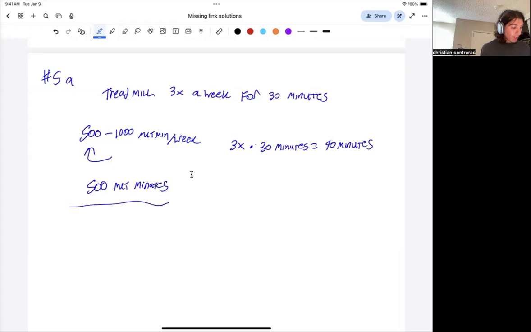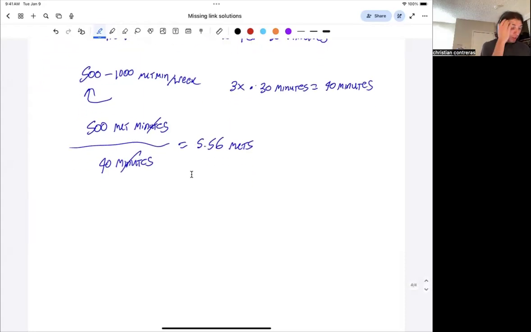So if we need 500 MET minutes, and we know she's going to be exercising at 90 minutes every week, then we can divide that by that. These units will cancel, and what will be left over is the average MET value that she needs to be working at for all 90 of those minutes to hit the minimum standards. So if we do 500 divided by 90, we get about 5.56 METs if we round. So now we have the MET value.